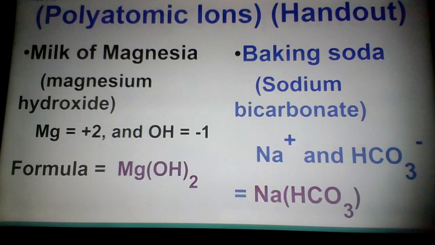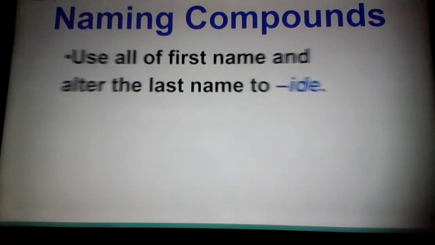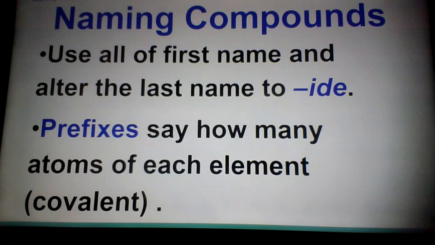Ready? Okay. Now, how do we name the compounds? We're given the formulas now, and we want to come up with the correct names. We're going to use all of the first name and alter the last name to IDE. Now, you noticed on a couple of these we had up there a little while ago, and you know from sodium and chlorine, NaCl becomes sodium chloride, especially in a binary compound. The last 3 letters of the second name will become IDE.